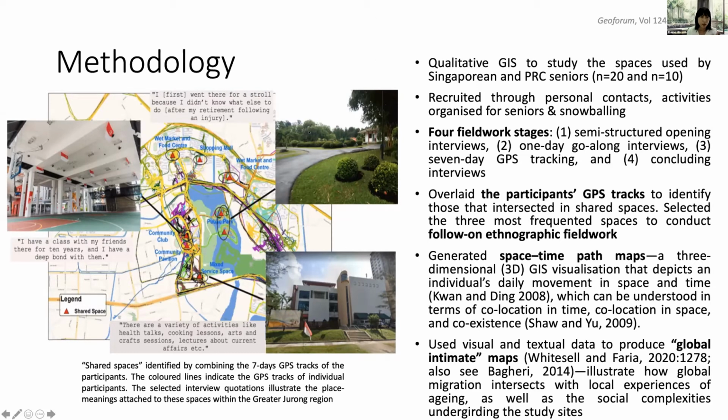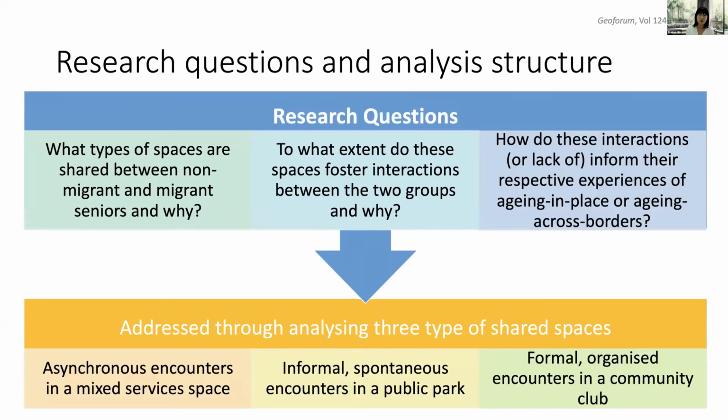So essentially, if you look at the map on the left, the triangles identify the shared spaces that were derived from the GPS tracking. And here, this is an example of a global intimate map. And what we have done, apart from just showing the map and the mobility patterns, is we have also provided photos and quotations from our ethnographic and qualitative research to illustrate what these spaces are like. I won't go into detail here because I've still got quite a few things to cover.